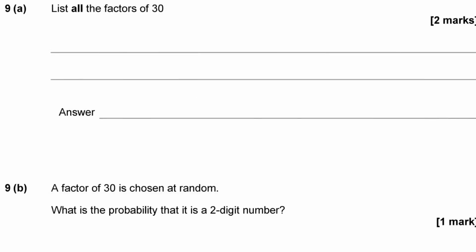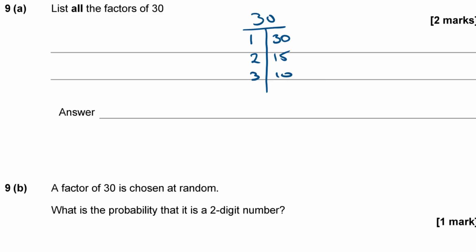List all the factors of 30. Okay, now when I find factors, I like to start with either ends and then work to the middle. So I will start writing these down in pairs, starting with 1 and 30. So 1 times 30 is 30. Now I'm going to try 2. Does 2 divide 30? Yes, it does. 2 times 15. 3. Does 3 divide 30? Yes, it does. 3 goes with 10.